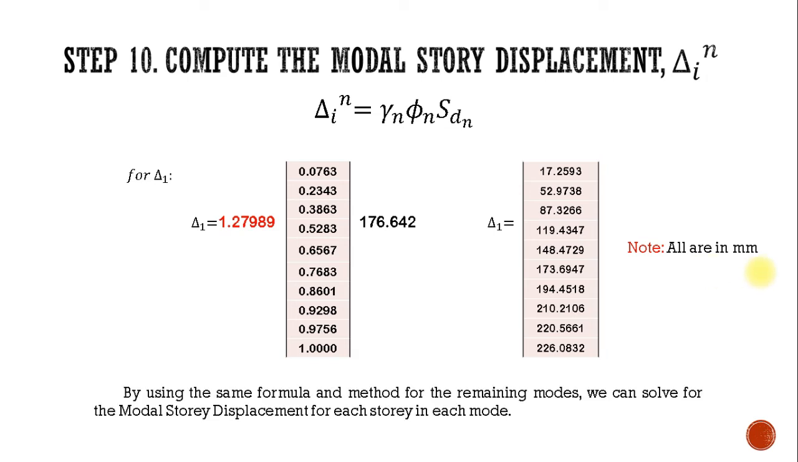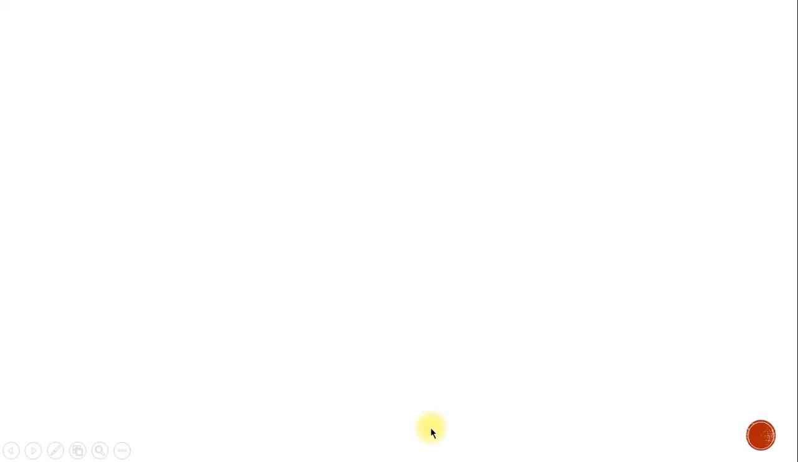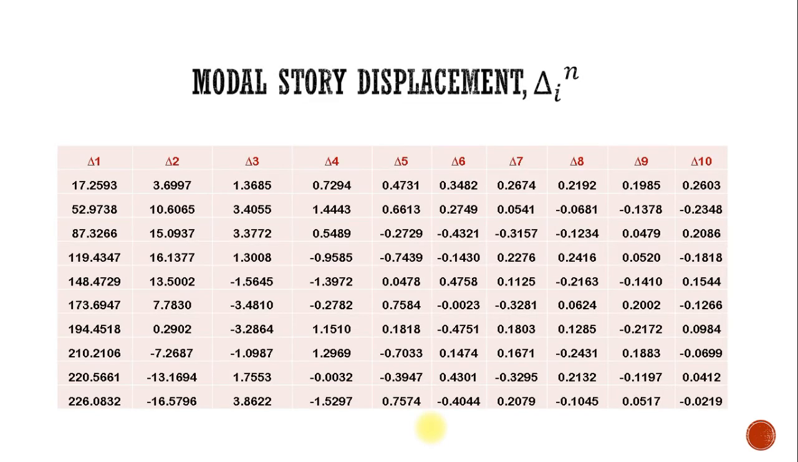So para mapadali yung ating presentation dito, by using this formula and method, ito na method for the remaining modes. Since natapos lang natin yung mode 1, meron tayong natirang mode 2 hanggang mode 10, we can solve for the modal story displacement for each story in its mode. So ito yung magiging result natin. So for mode 1, ito yung nasolve natin kanina.